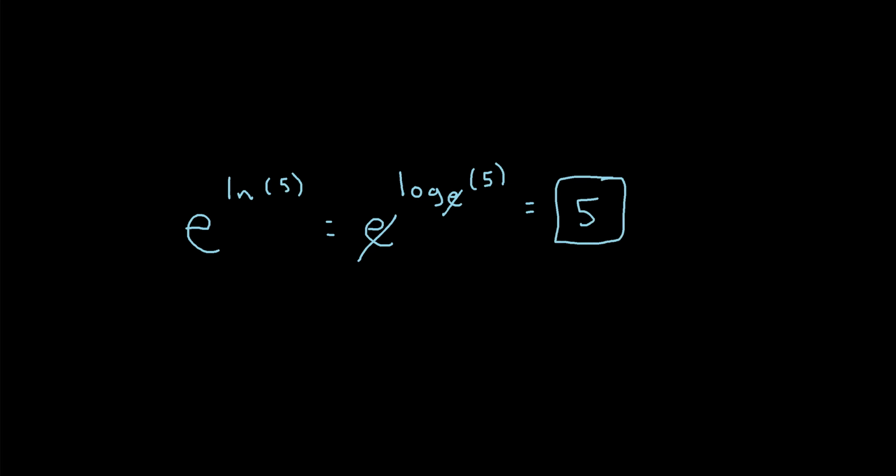Let's try another one. Let's say we have e to the power of the natural log of 5. How can we evaluate what this is equal to? Well, remember, the natural log is just log base e. So if we wanted to, we could rewrite this as e to the log base e of 5. And one of the laws of logarithms is that when we have an expression like this, these e's can cancel out, and this whole thing is just equal to whatever is inside the parentheses, which is 5. So this whole expression is just equal to 5.